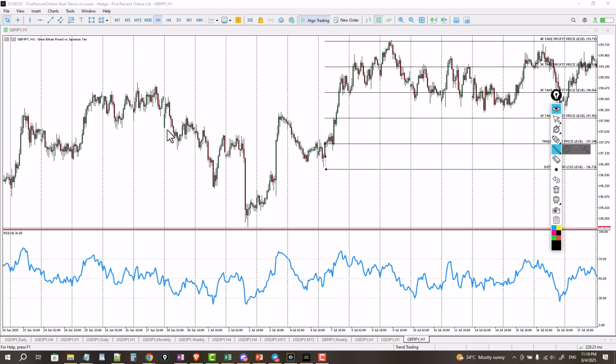Another example would be, you can see that price was actually stuck in a range somewhere around here on the chart.